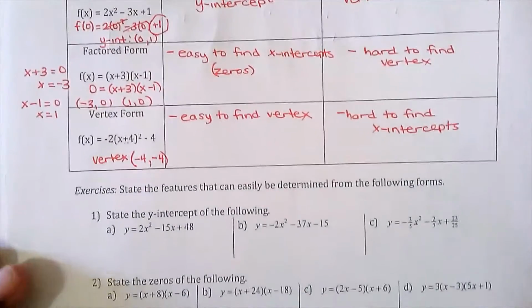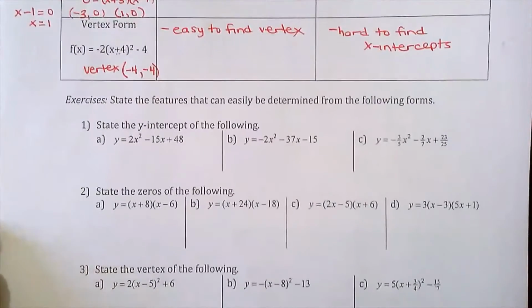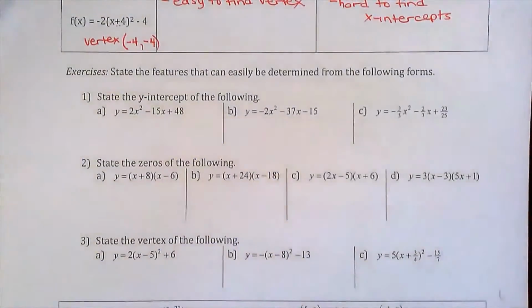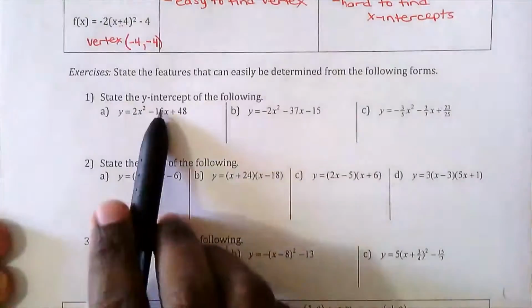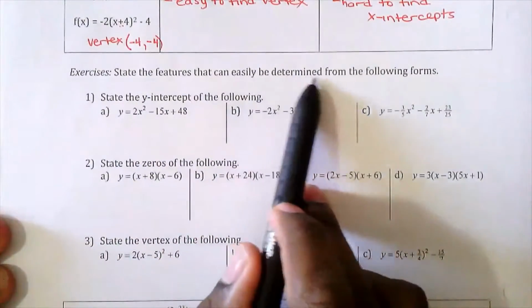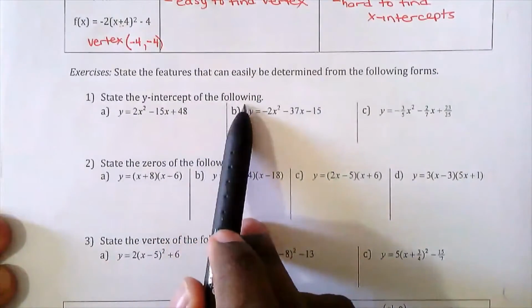So we're going to go through the exercises. Again, a lot of this should be review. So I'm going to only do one example from each section, and then we're going to keep moving. So here it says, state the y-intercept of the following. The exercises state the features that can easily be determined from the following forms.